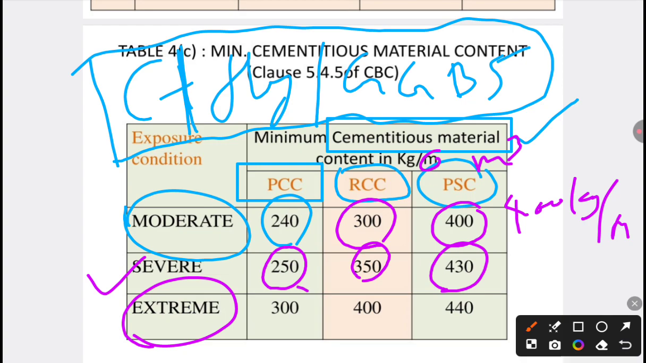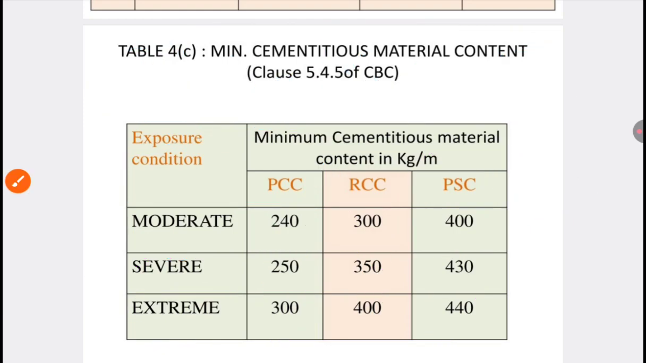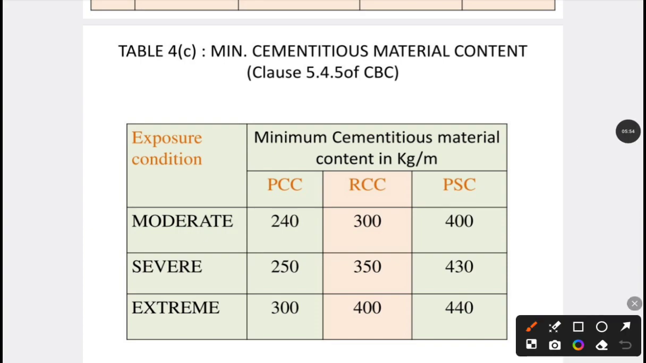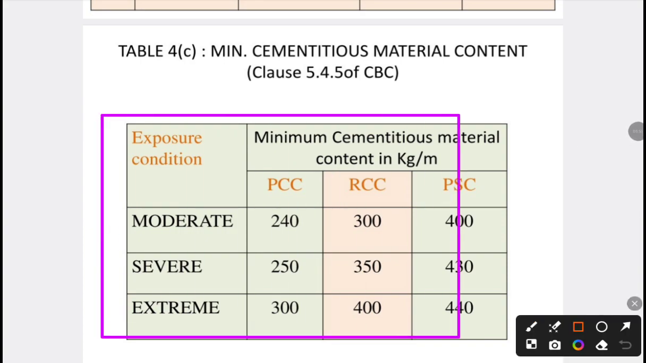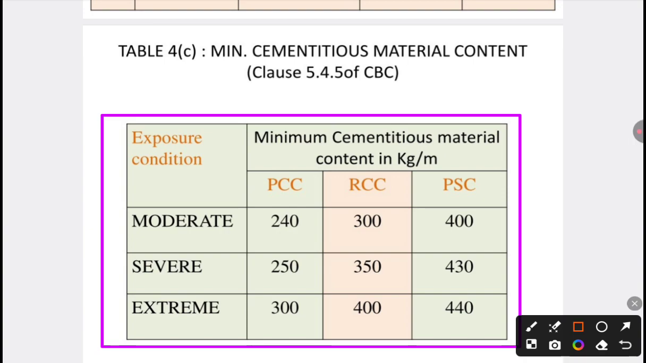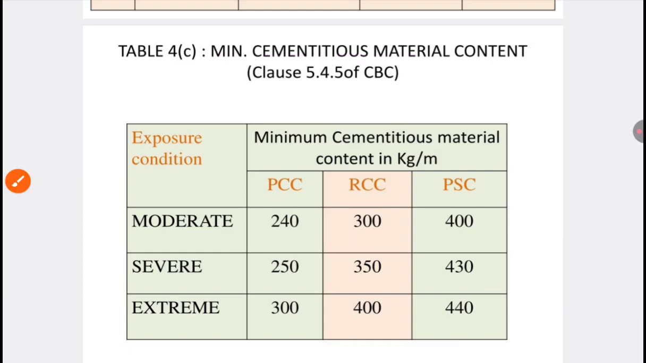In the previous slide we already said that as the grade of concrete increases, the water cement ratio will decrease and the quantity of cement will increase. The same concepts apply to plain cement concrete, RCC and PSC. What are the minimum cement requirements? We have already discussed the values here. This is from the IS 456 table, clause number 5.4.5 of the code.